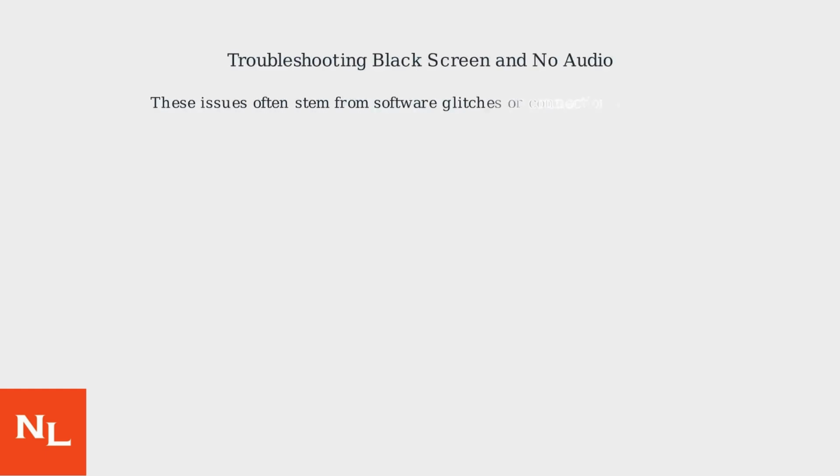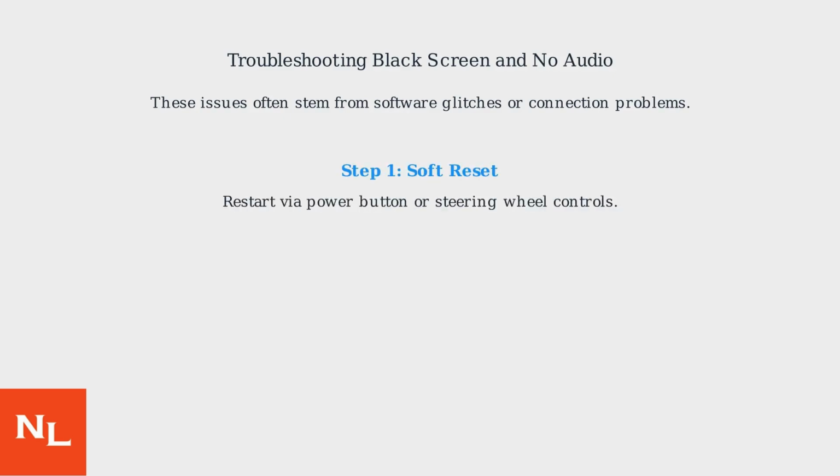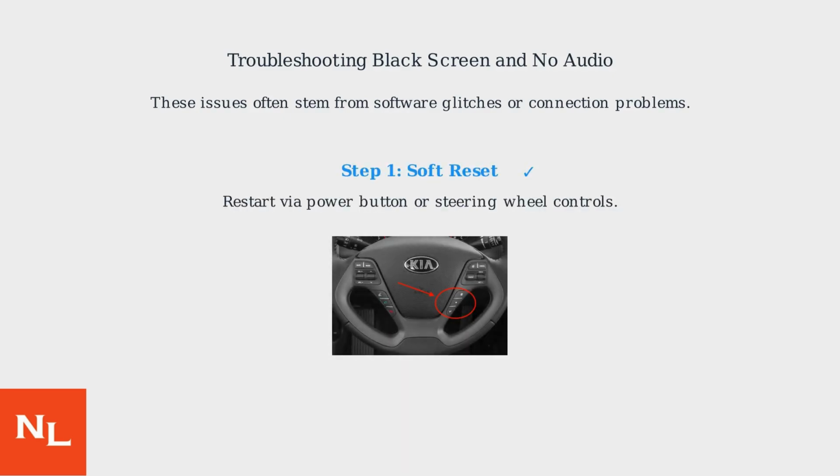Experiencing a black screen or no audio in your Maruti Suzuki Infotainment system can be frustrating. These issues often stem from software glitches or connection problems. Start with a soft reset. Either restart the system via the power button or through steering wheel controls.